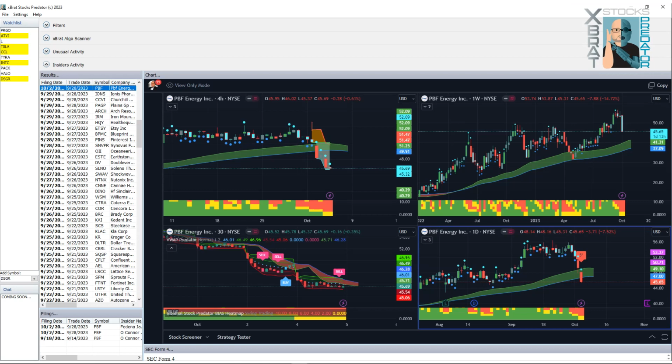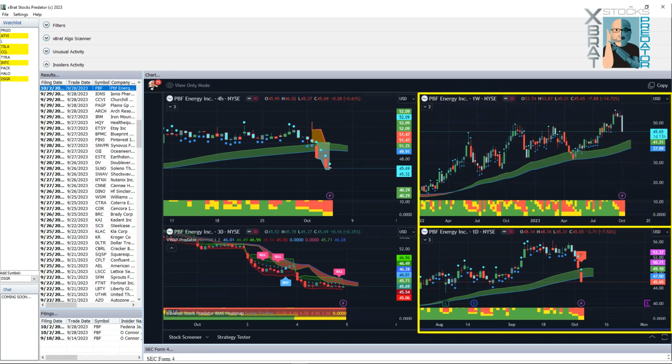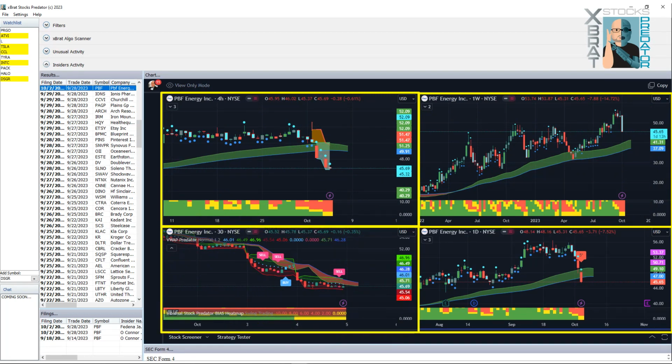Then this is the 4 charts made a little bit bigger. We have a daily time frame with technical analysis on there. We have a weekly time frame. We have a 4-hour time frame and an intraday 30-minute time frame. Lots of technical indicators from xBrat on those charts.